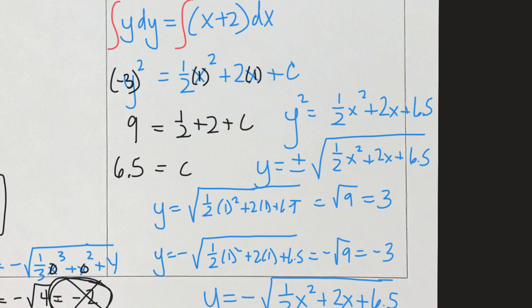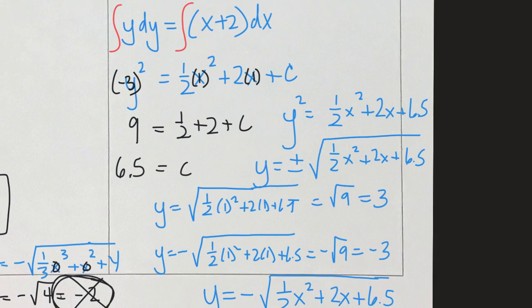And looking at our initial condition, we want y to be negative 3, which means the negative root is going to be your answer for this differential equation. y equals negative square root of half x squared plus 2x plus 6.5. Okay, so the initial condition will tell you whether you have a positive or a negative as your final answer. So make sure that you're checking whenever we square root that you have a plus and a minus, and some other things also, which we're going to tackle here in a second, about figuring out whether we have one or the other.